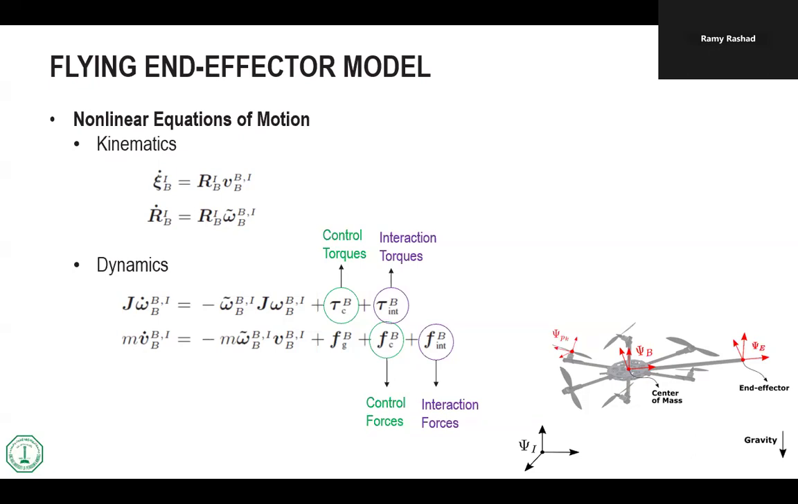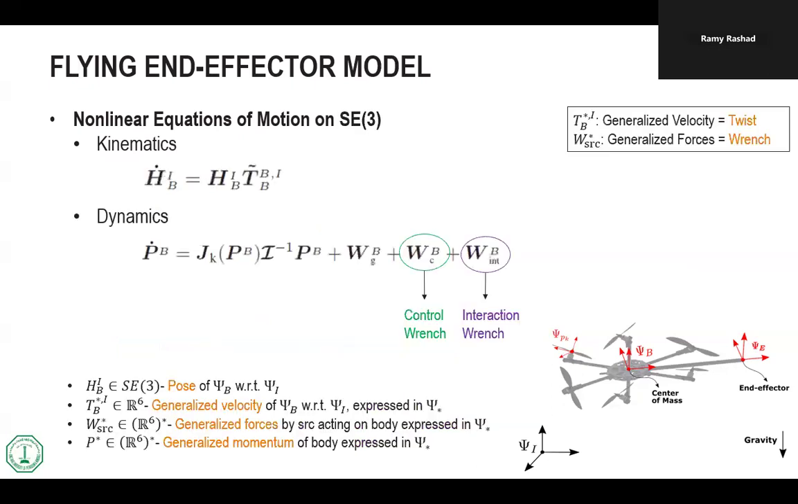This form of the equations can be rewritten so that you combine rotation and translation into one object that we call the homogeneous transformation. You combine the linear velocity and the angular velocity into an object that we call the twist. And then you have the kinematic equation written like this. And you have the dynamics.